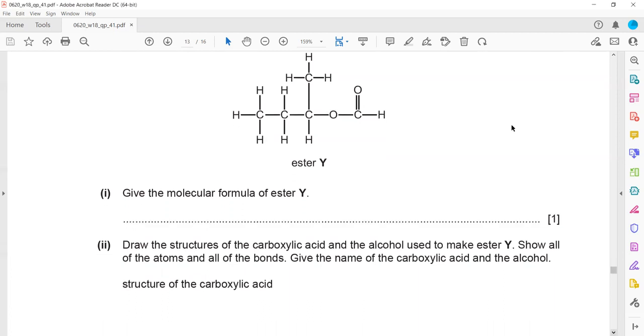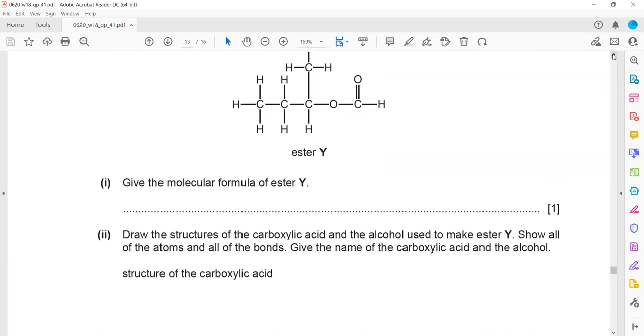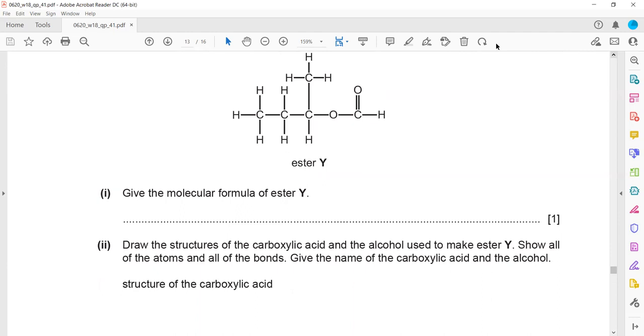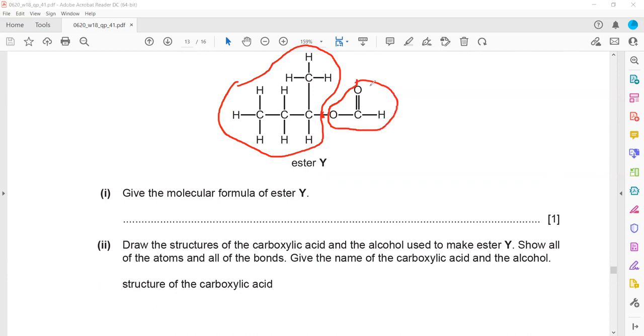So remember, from the structure you can identify, as I mentioned, the part which is attached with oxygen. Remember, the part which is attached with oxygen is always from alcohol. So this whole part is from alcohol. And the part which is C double bonded with O, that is from carboxylic acid. So which carboxylic acid and which alcohol?